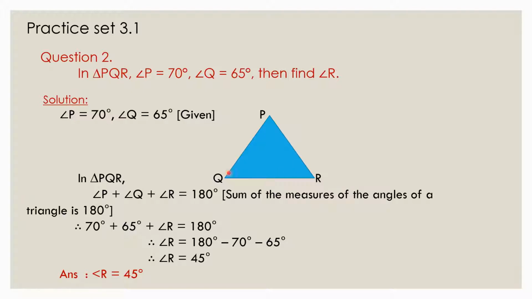Therefore, in triangle PQR, angle P plus angle Q plus angle R is equal to 180 degrees. That is the reason: sum of the measures of the angles of a triangle is 180 degrees. Substitute the values. 70 plus 65 plus angle R is equal to 180 degrees. Therefore, angle R is equal to 180 degrees minus 70 degrees minus 65 degrees. That is, angle R is equal to 45 degrees. Therefore, the final answer: angle R is equal to 45 degrees.